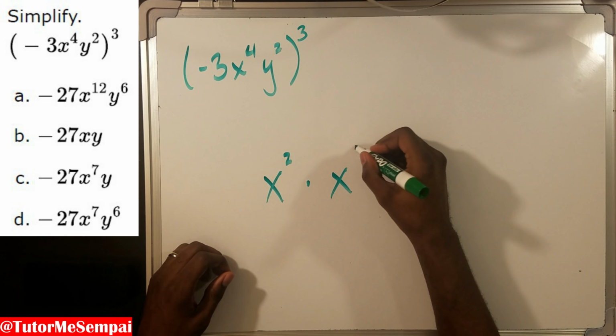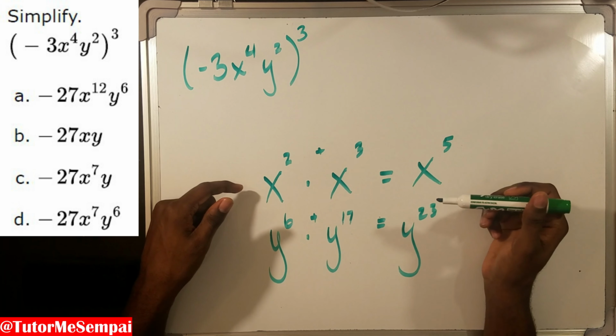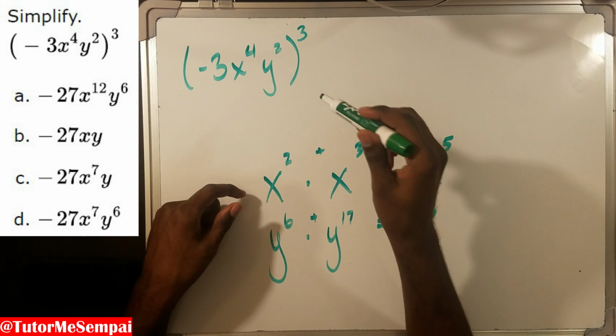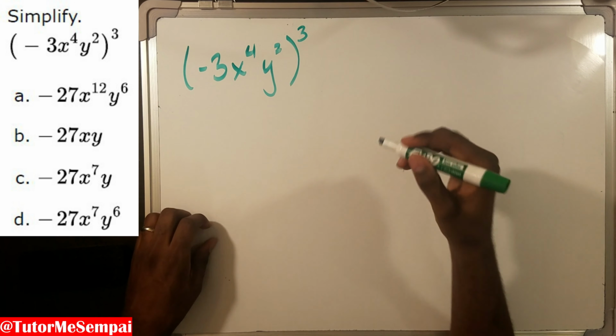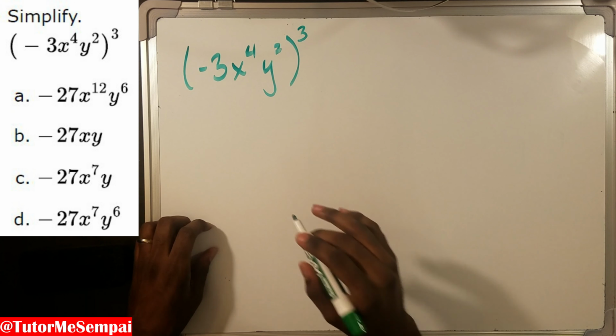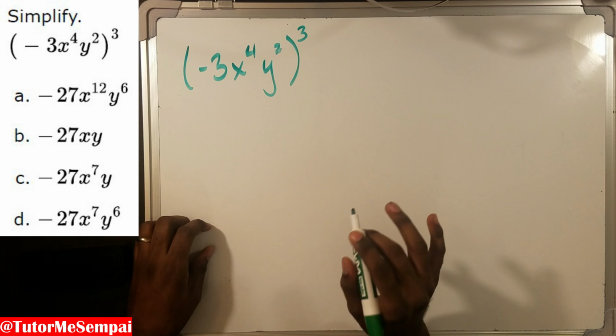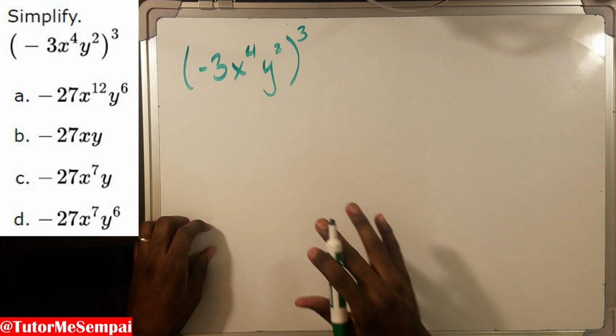Likewise, if you have a y to the 6th times a y to the 17th, you're going to get y to the 23rd. You're just adding the exponents whenever you have like bases. So if you can understand how to multiply variables and add across their exponents, I'm already letting you know that you will have no problem doing this. I'm going to do this a few different ways, just to break it down for you. The first way is going to be a longer way, and then we'll do it a shorter way afterwards.